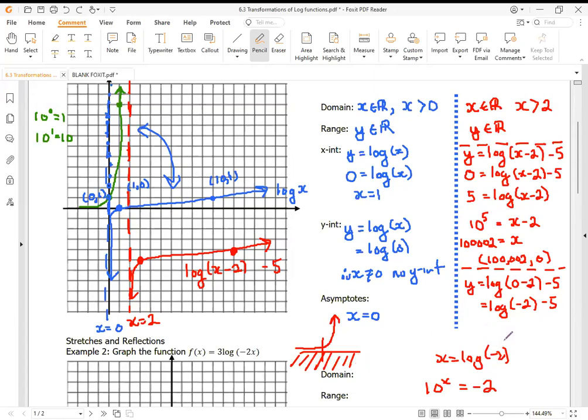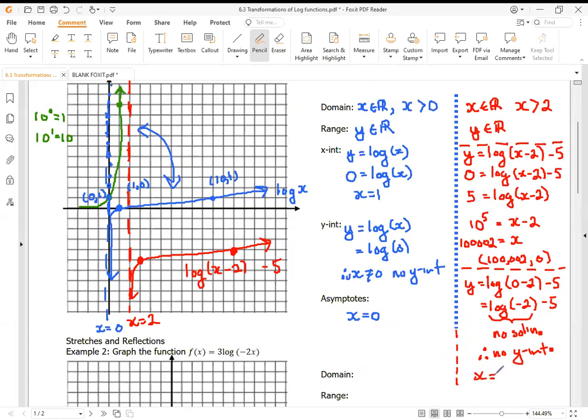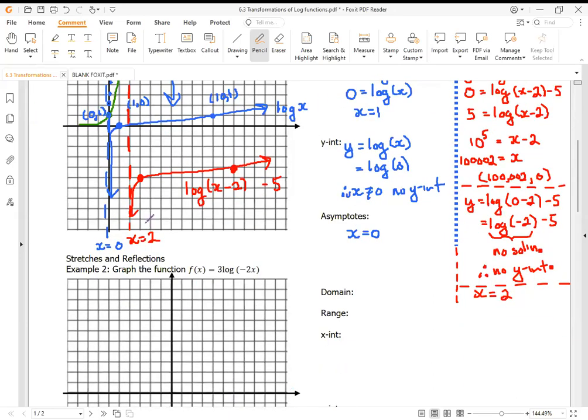Therefore, you see this log of negative 2, I'll put a little note on it and say this is no solution, therefore no y-intercept. And for the asymptote, x equals 2. Okay. That's the shift. And again, the stretches, it's still all the same stuff.